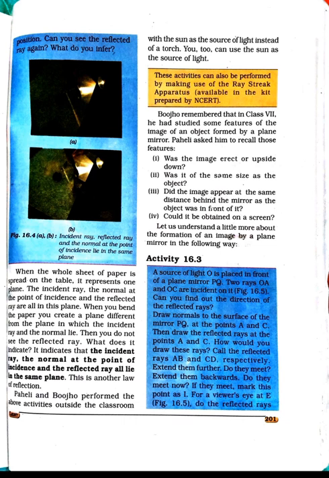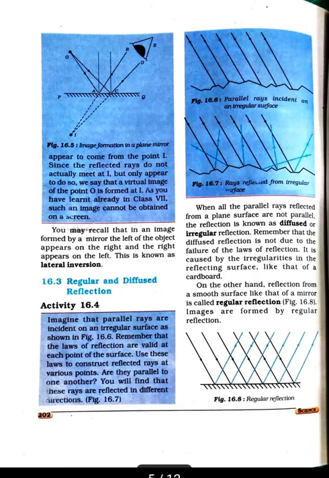The image is at the same distance behind the mirror as the object is in the front. So the object distance and the image distance are the same. In the image formed by a mirror, the left of the object appears on the right and the right appears on the left, and this is called lateral inversion.